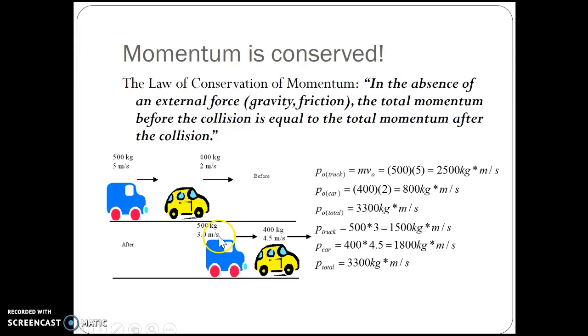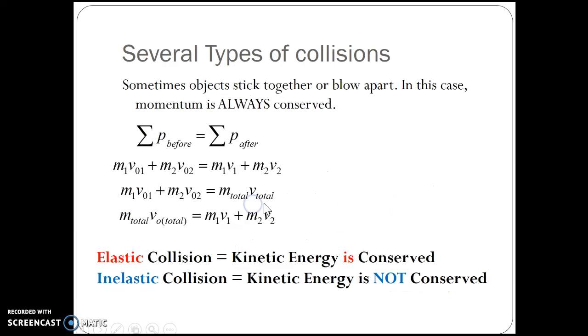After the collision, now I've got a new speed, right? So the truck was going 5 meters a second. It collides, and the truck slows down a little bit, right? The car was going 2 meters a second. Now it's going 4.5. It got a little boost, so it sped up a little bit. Again, now we find the final momentums of those two objects, and we add them together. And sure enough, the initial momentum and the final momentum are the same.